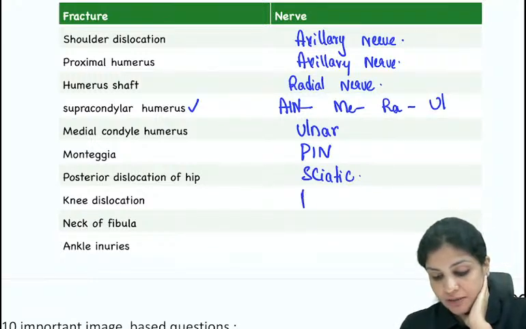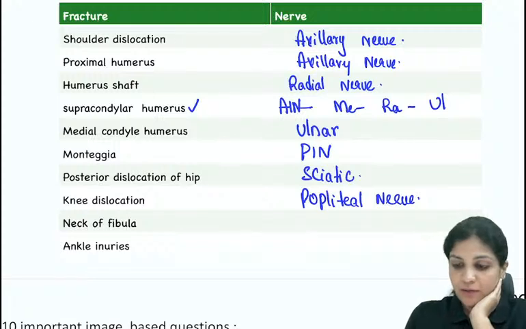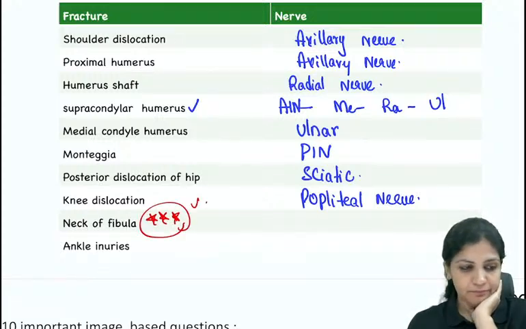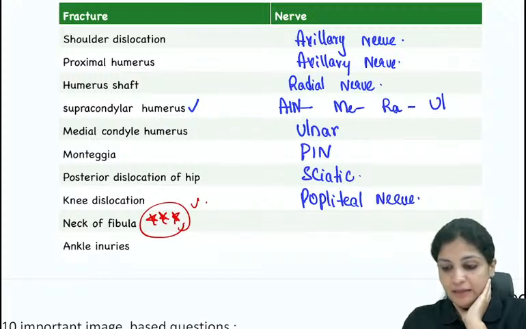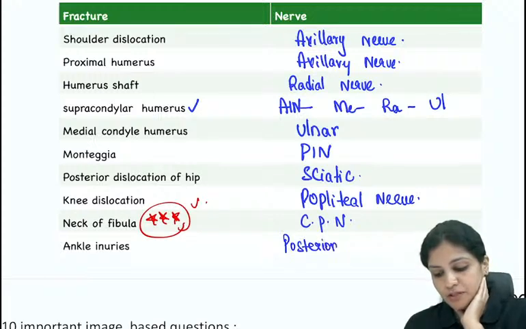Knee dislocation, popliteal nerve. Neck of fibula, this is again very, very important, which was asked again in the exam. Neck of the fibula, common peroneal nerve. Ankle injuries, posterior tibial.